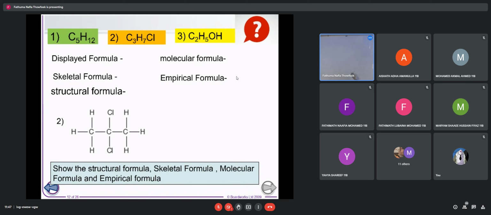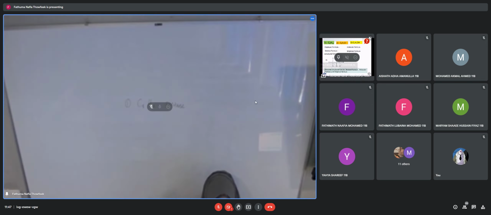Question number 1. It is C5H12. It is pentane, right? Now, alkanes, you know. First, go with the displayed formula. I need all 5.